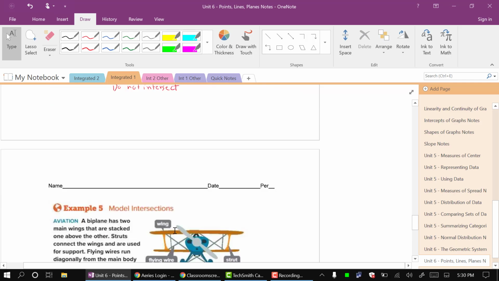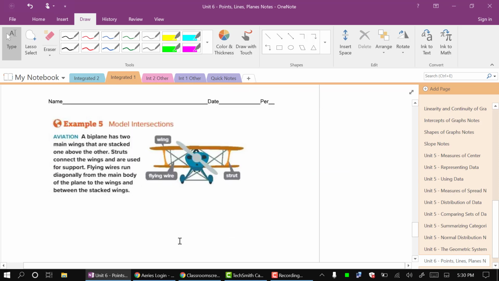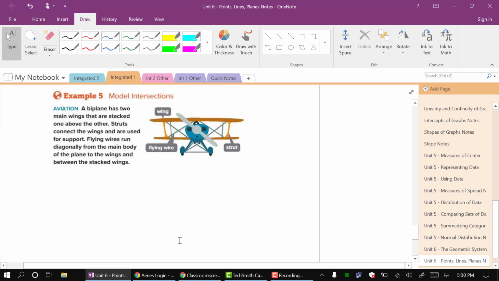Now we want to look at these ideas in the real world. We have a biplane that has 2 main wings that are stacked one above the other. What we're going to do is identify each part of the plane and determine what it is. Each wing is going to be a plane. If you think about it, they are flat surfaces that extend back. That is what a plane is, a flat surface.